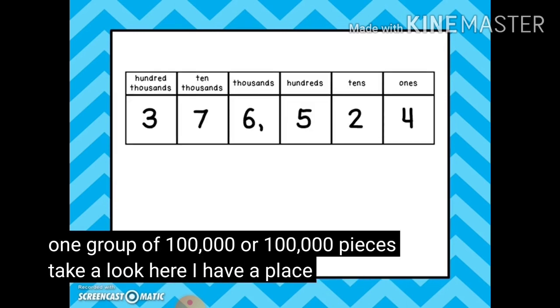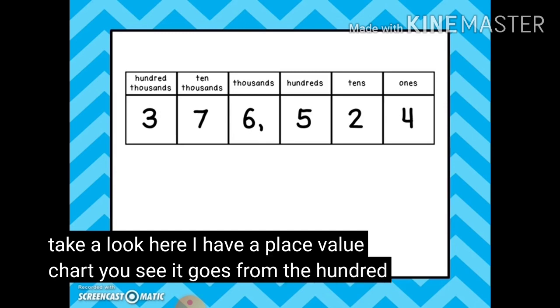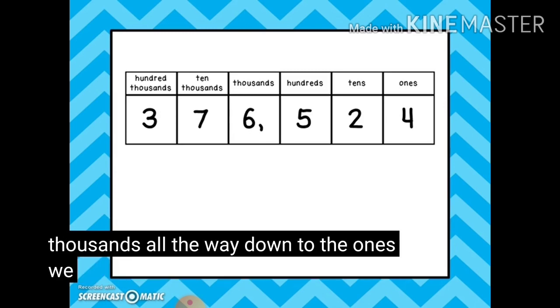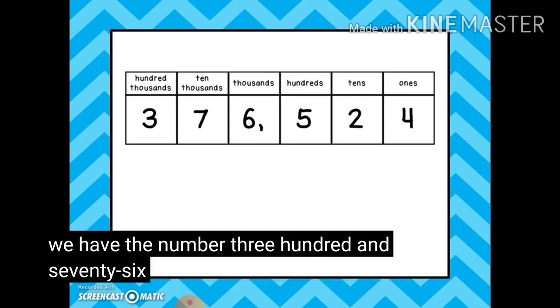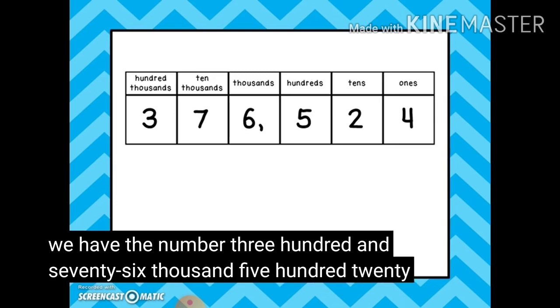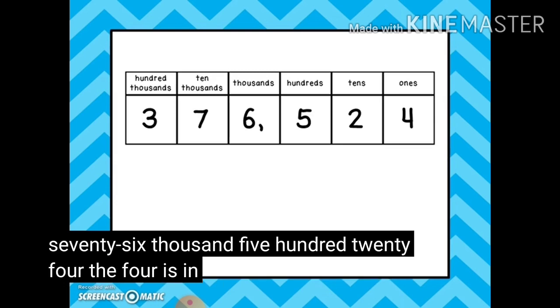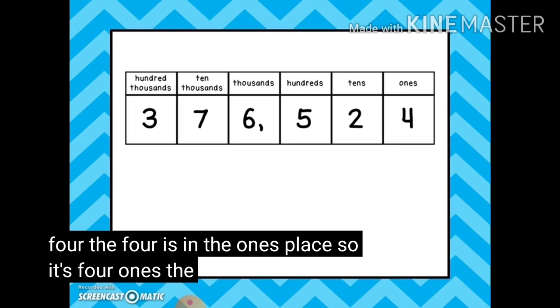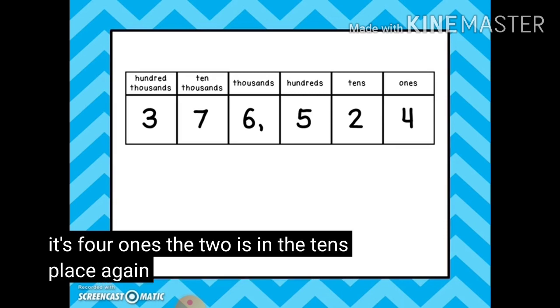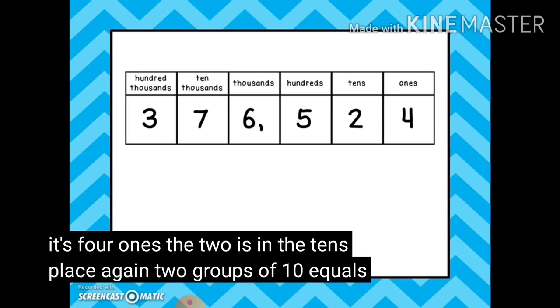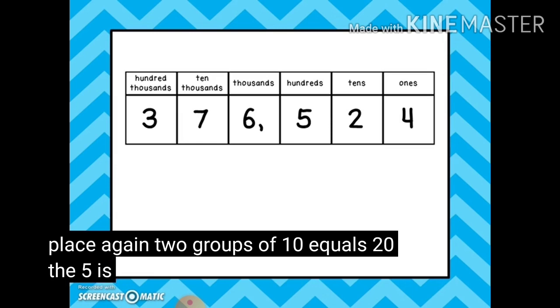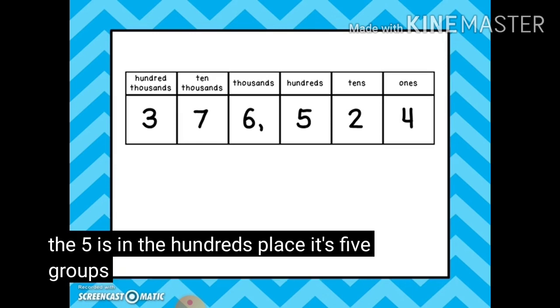Take a look here. I have a place value chart. You see it goes from the 100,000s all the way down to the ones. We have the number 376,524. The 4 is in the ones place, so it's 4 ones. The 2 is in the tens place. Again, 2 groups of 10 equals 20. The 5 is in the hundreds place. It's 5 groups of 100, or 500.